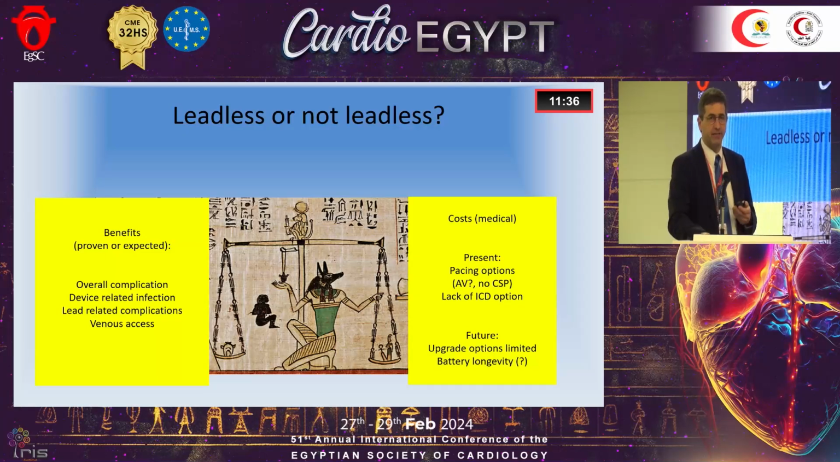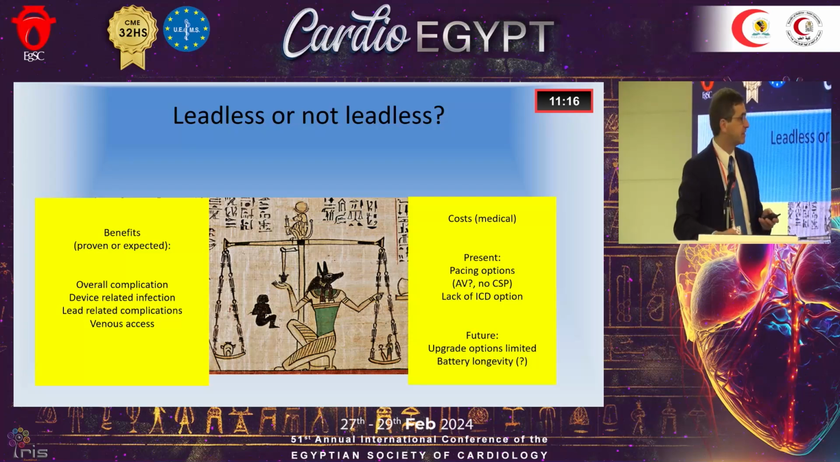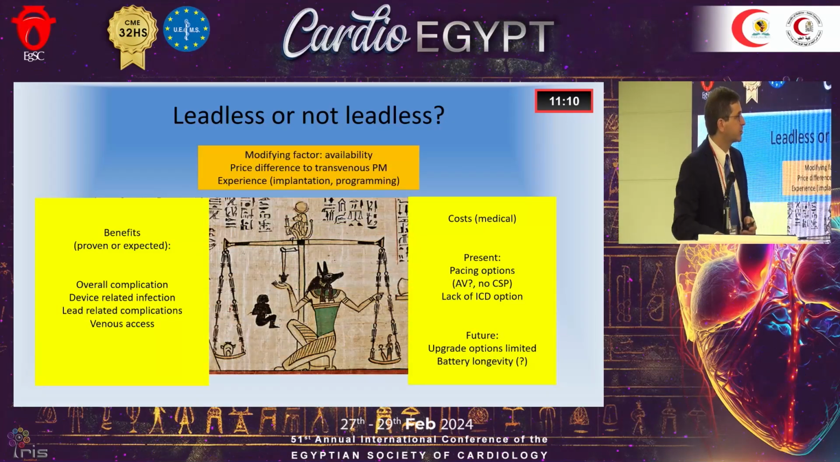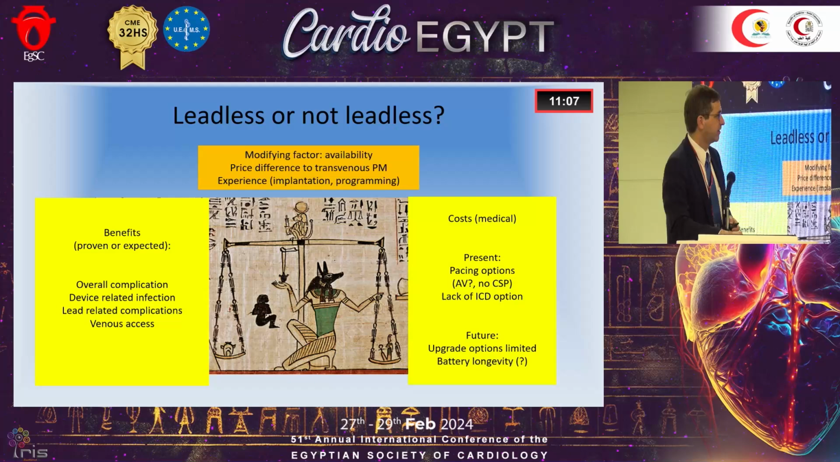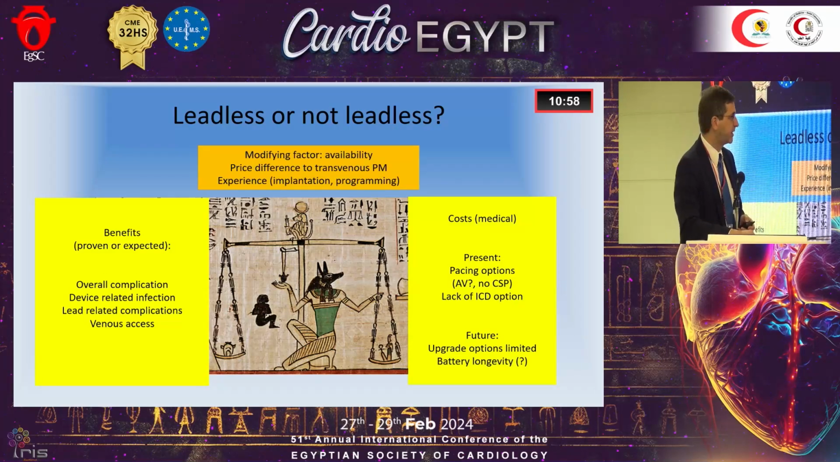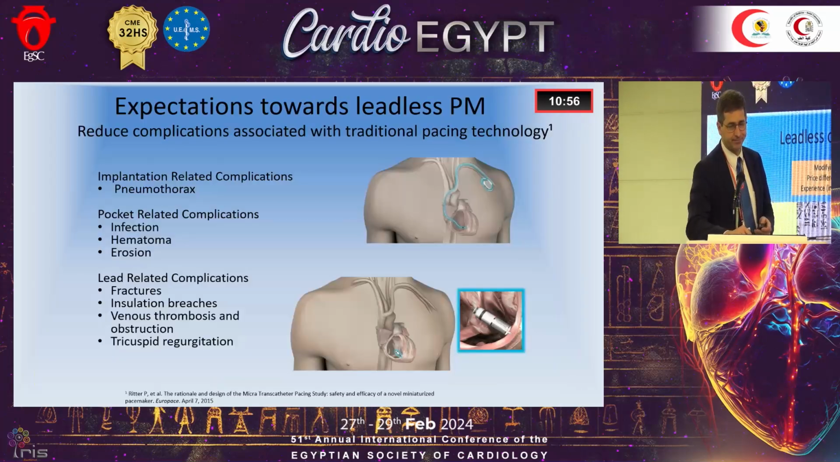On the other hand, we have some costs. We have the present cost: the lack of pacing options regarding conduction system pacing, the lack of an ICD option, and some questions about AV synchrony. The future cost is the question of upgrade option. Currently there are very limited options, and there is the question of battery longevity. And there is the modifying factor, the availability of the device, in two aspects. One is the price difference to the transvenous pacemaker, and the other is the experience on implantation and programming in different centers.